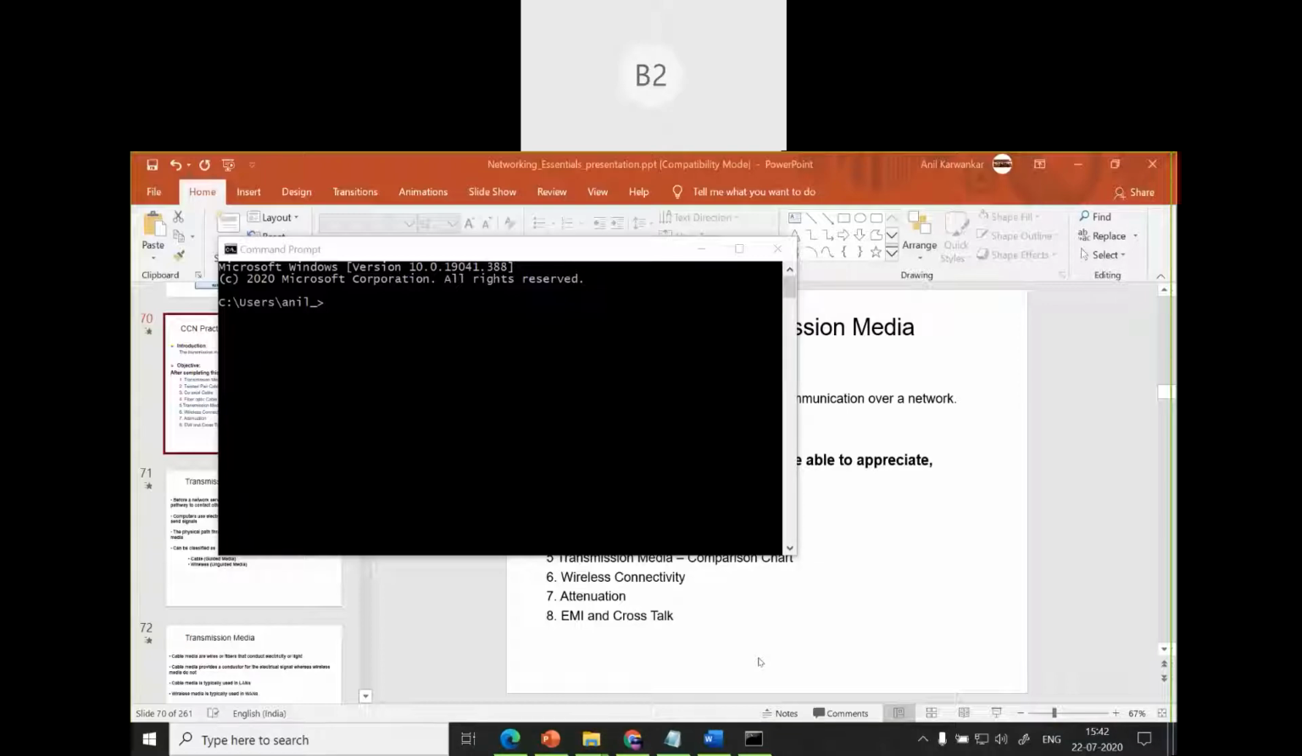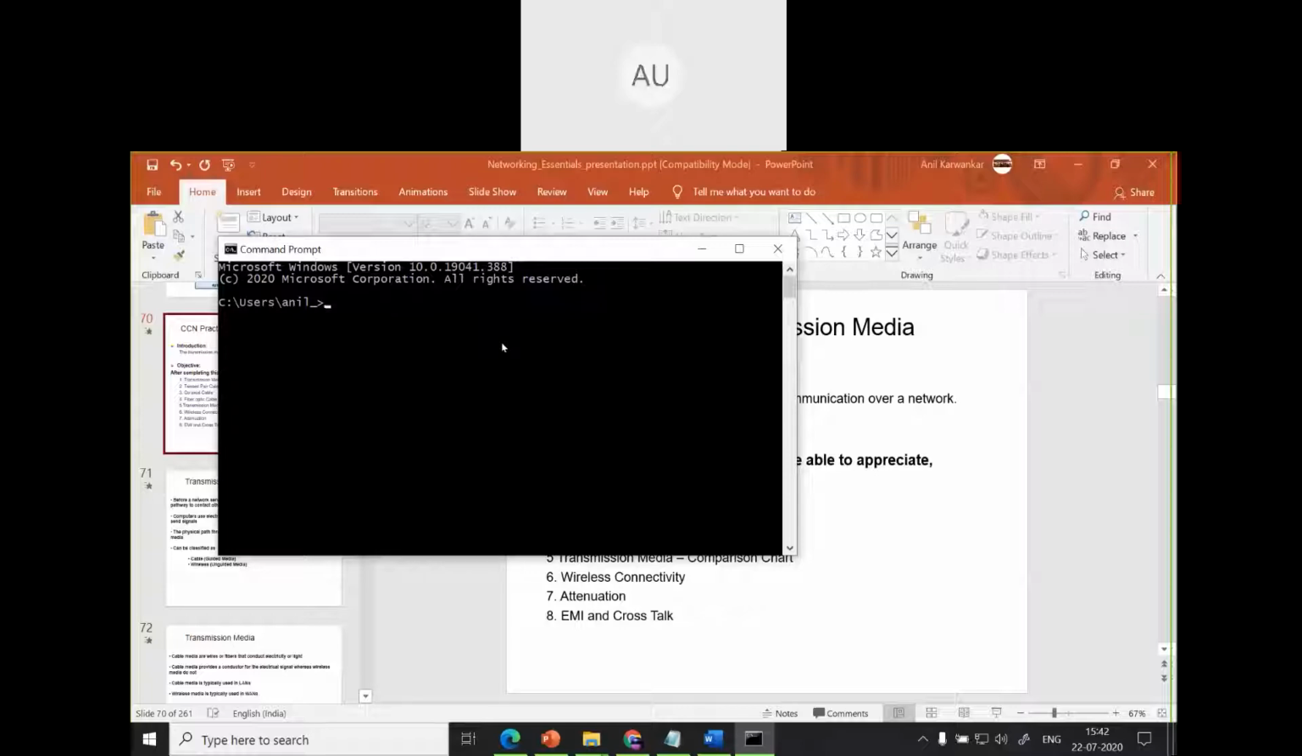For Android mobile, download the app Terminal so that this type of command window will be available to you. Command prompt will be available to you, so that some of the practicals related to the networking commands can be utilized at the command prompt. Are you able to see this particular command prompt on my screen? Yes, sir.